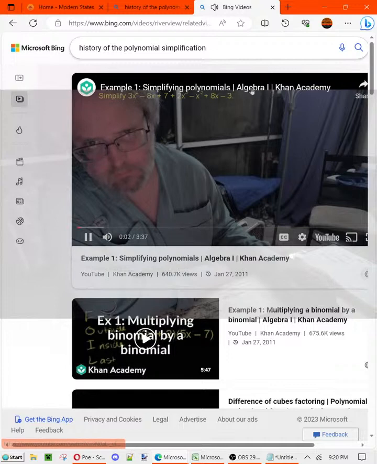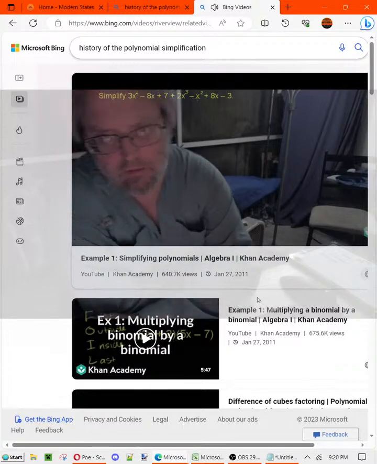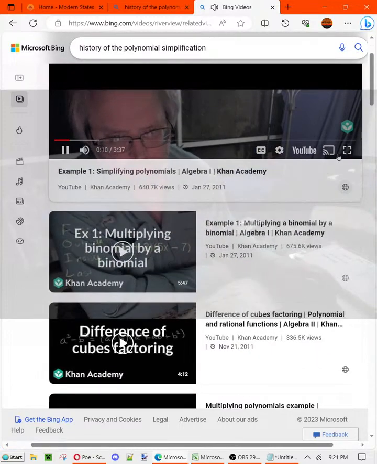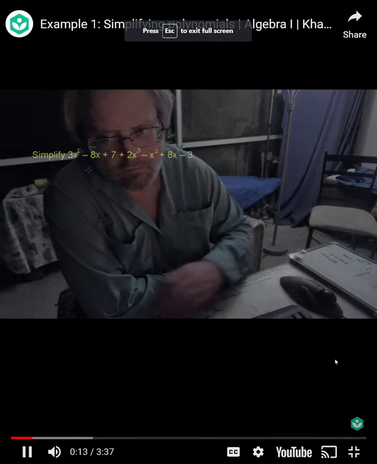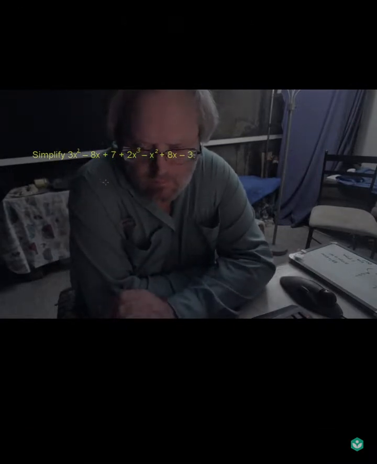Simplify 3x squared minus 8x plus 7 plus 2x to the third minus x squared plus 8x minus 3. So when we simplify this, we're essentially just going to add up like terms. And just as a reminder, we can only add or subtract like terms.